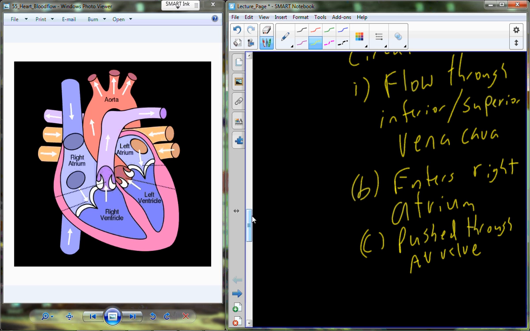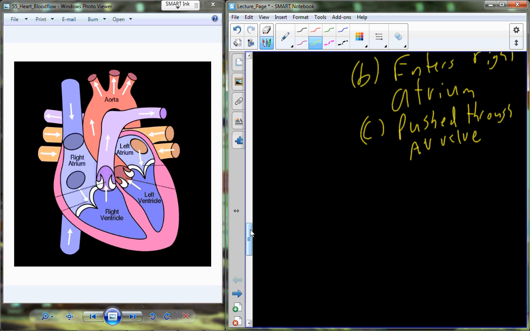As it goes through the AV valve, since we're starting in the right side of the heart, what AV valve is this? Oh, sorry. This is going to be the tricuspid valve. Gosh, I give you a trick and then you don't even use it. So it pushes through the AV valve. And the cliffhanger for the week is that eventually the AV valve is going to open up.